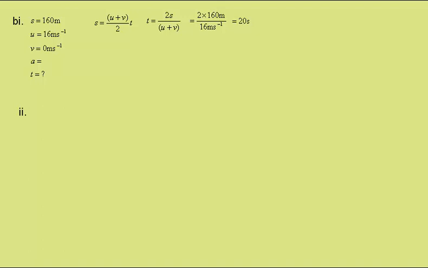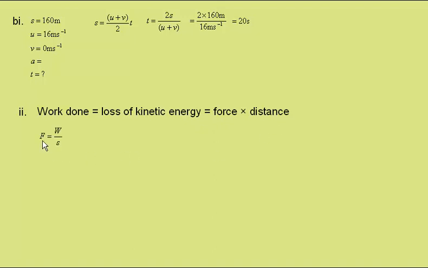In part 2 we're asked to calculate the average horizontal force on the cyclist and the cycle during this time. Well, for this we could find the acceleration again using SUVAT and then using force is equal to mass times acceleration, or we can use energy ideas. And for this the work done is equal to the loss of kinetic energy, and this is the force applied multiplied by the distance. So we can say that the force is equal to the work done over the distance. The loss of kinetic energy is the loss of 8,700 joules over 160 meters, giving a force of 54 newtons.